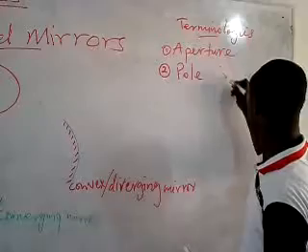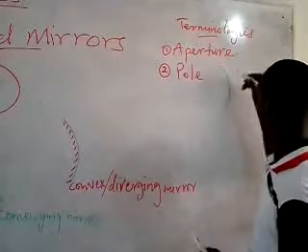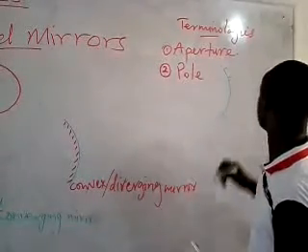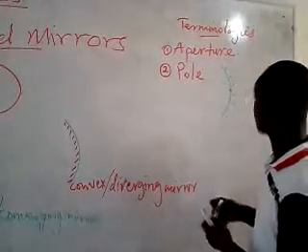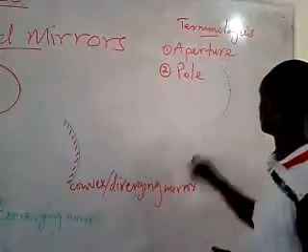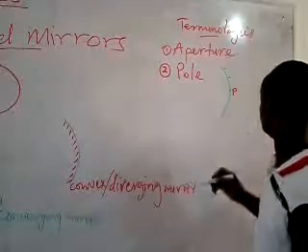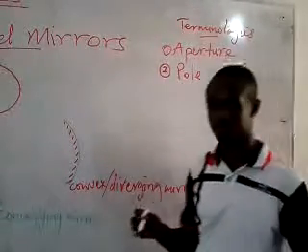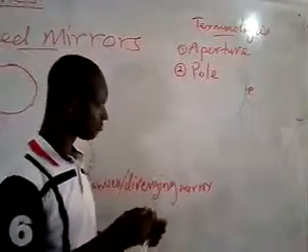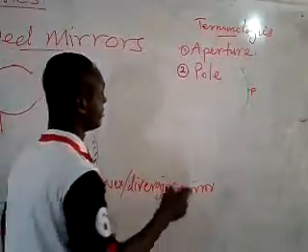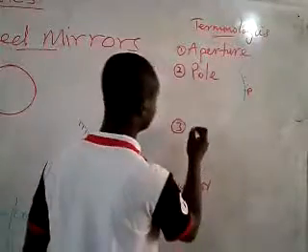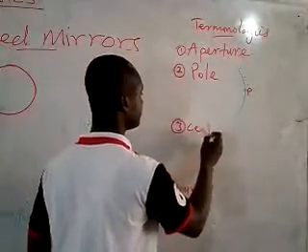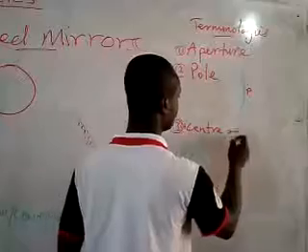If I have a mirror like this, coated, the center, if you are considering this, then that center is what we call the pole of the mirror. P represents the pole of the mirror. Okay. The next terminology I want us to talk about would be the center of curvature.